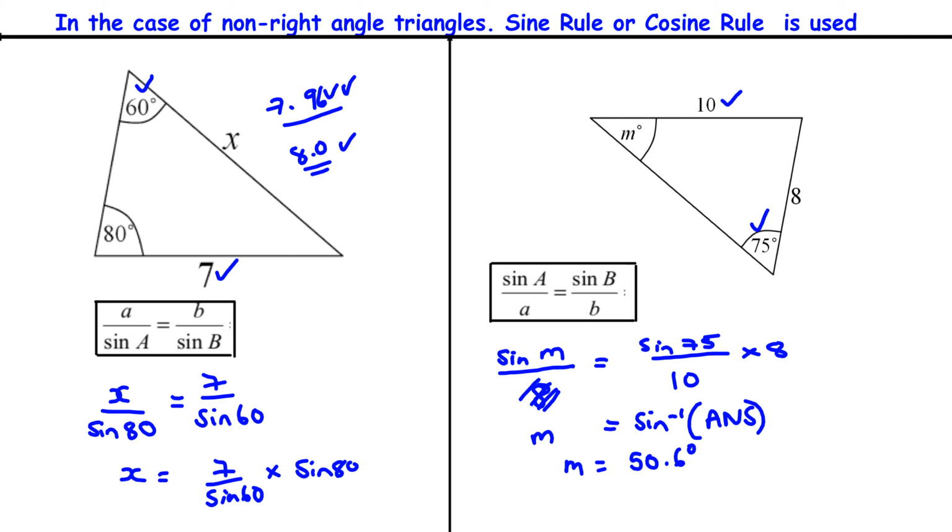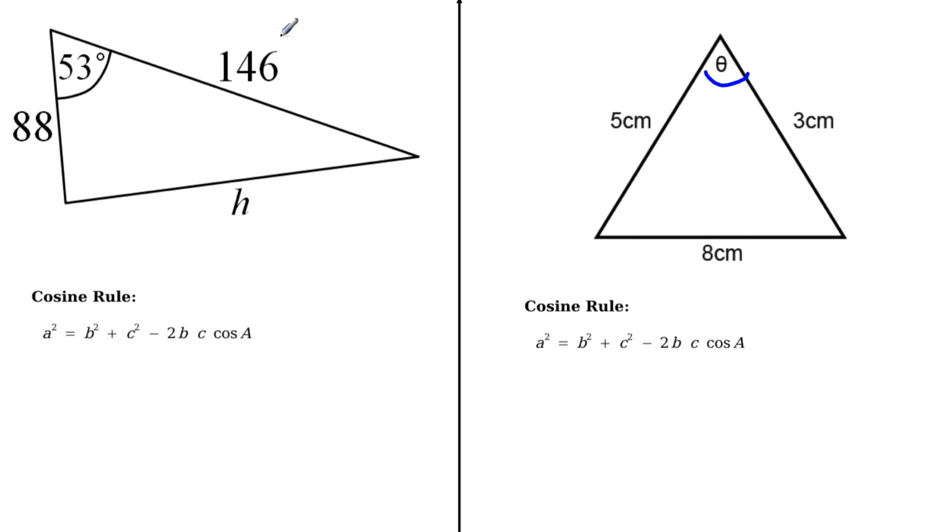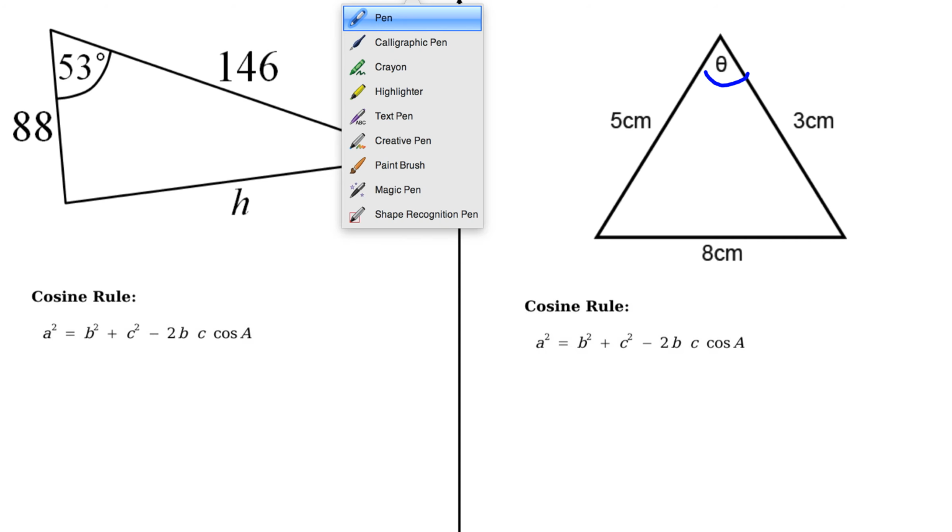Now let's move over. I've got two questions here. We're going to apply the cosine rule. Now how do you know when to apply the cosine rule? Well, like I said before, if you have a match, then you apply the sine rule. If you have no match, that means you're going to have to use the cosine rule. You have to memorize both rules because none of these rules are going to be given to you in the new specification. So let's see how we can do it.